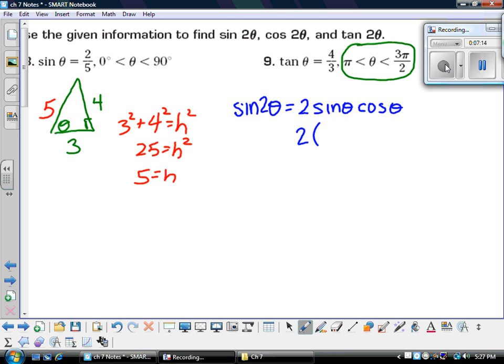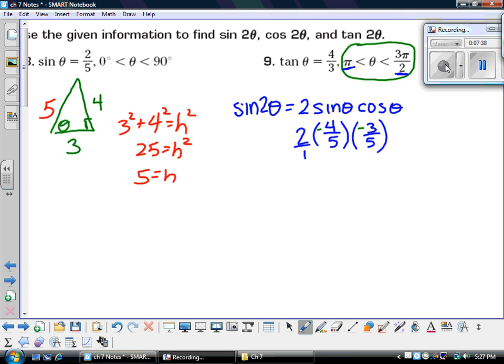So that's going to be 2 times the sine, opposite over hypotenuse, is 4/5. The cosine, adjacent over hypotenuse, is 3/5. But this is the part where we always need to check the positives and negatives. Pi to 3 pi over 2 is the third quadrant. In the third quadrant, sine is negative and cosine is negative.